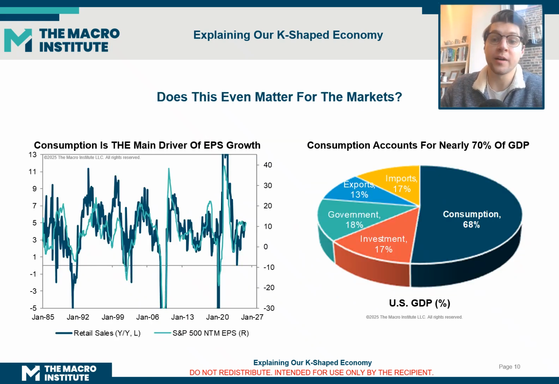And then what are the market implications, if there are any? Now, if you've been following the Macro Institute and some of my videos for a while, you've seen this pie chart on the right before. Consumption is almost 70% of GDP in the US. And if you look on the left, consumption is the main driver of EPS growth. So we have retail sales in dark blue and the S&P EPS in light blue. You can see a very tight coincident relationship here.